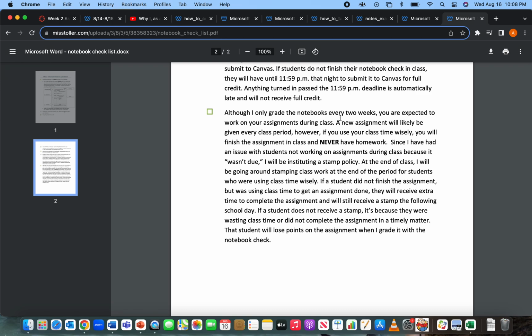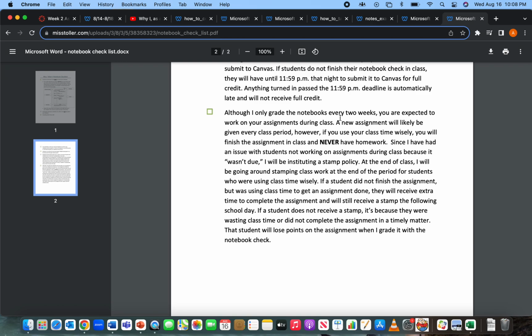At the end of class, I will be going around stamping classwork at the end of the period for students who were using class time wisely. If a student did not finish the assignment but was using class time wisely to get an assignment done, they will receive extra time to complete the assignment and will still receive a stamp the following school day. If students do not receive a stamp, it's because they were wasting class time or did not complete the assignment in a timely manner. That student will lose points on the assignment when I grade it with a notebook check.